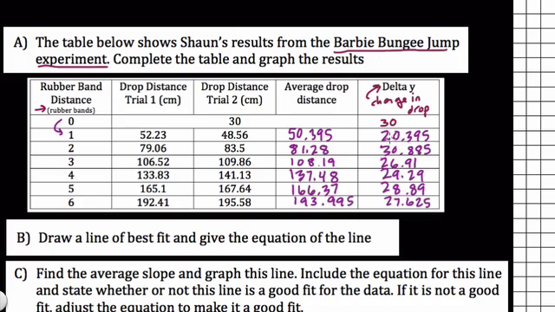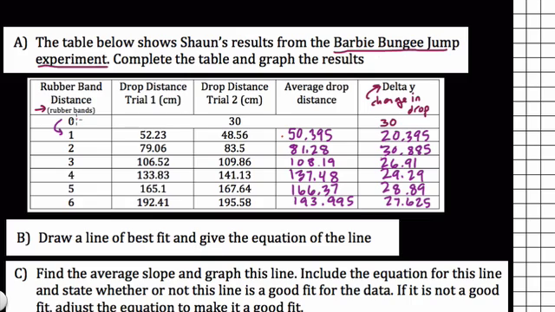But again, to find these numbers, 20.395 and 30, I'm just subtracting to get the change in drop distance each time. So for example, to get from 50.395 up to 81.28, I subtracted 50.395 from 81.28, and that gave me this drop distance right here of 30.885 and so forth. So this table is now filled out. We're going to set up our graph.